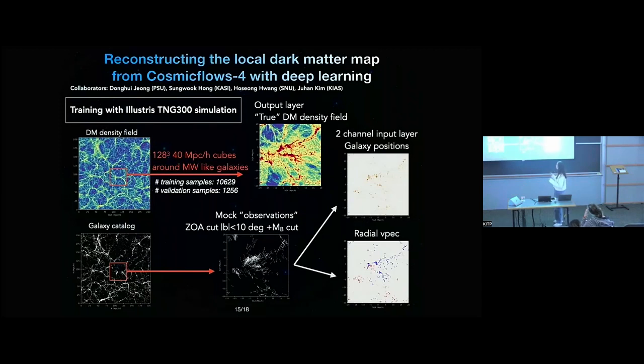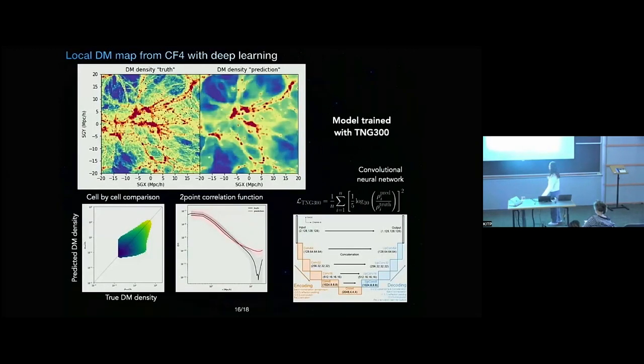We also remove the zone of avoidance and apply a magnitude cut to mock observations. And then we also extract for the output layer a subcube at the same location in the dark matter density field of the TNG 300 to obtain the true value of the density field. And then we train the model with a CNN architecture.